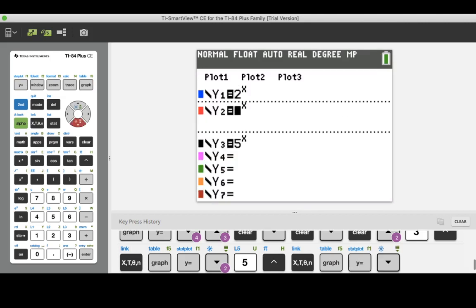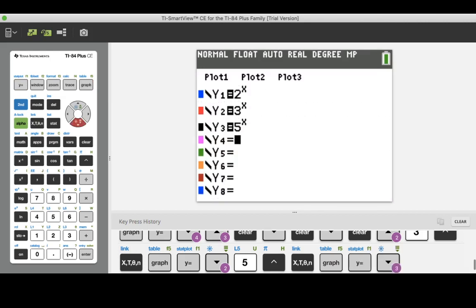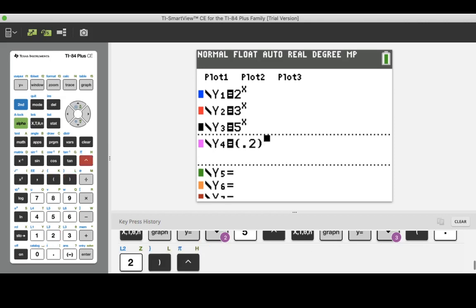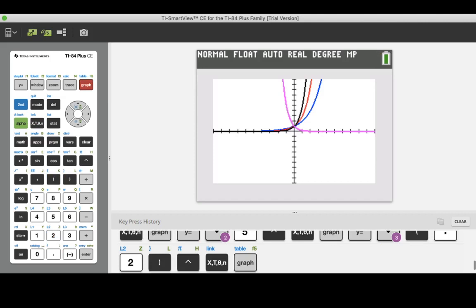And again, what happens if we change the base? Well, again, we already saw this. If we change the base to be a decimal, so let's see, what if we did 0.2 to the power of x? We're getting a steeper curve, but it's decreasing this time instead of increasing.